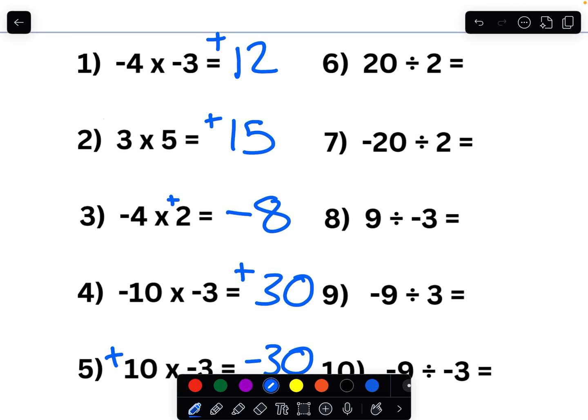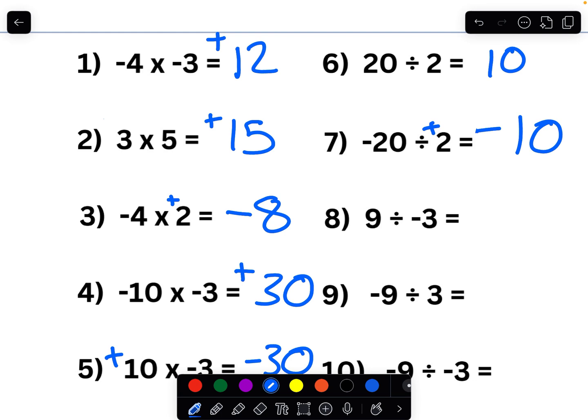20 divided by 2. Well, we know that's 10. We've got positive divided by positive. Negative 20 divided by 2. Same signs or different signs? Well, they sure are different signs, meaning my answer is going to be negative, and we've got negative 10.